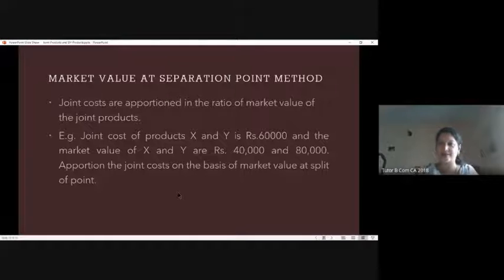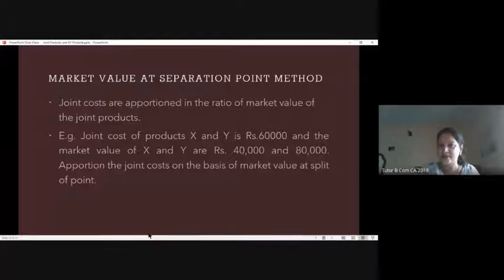The title itself is very indicative. Here, what we will be looking at is the market value of this joint product at the point of splitting off, at the point of separation. So that is the basic concept in the market value at separation point method.